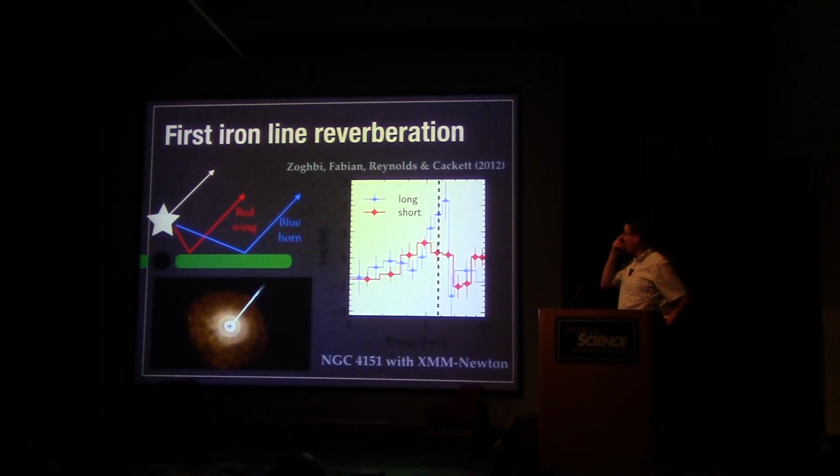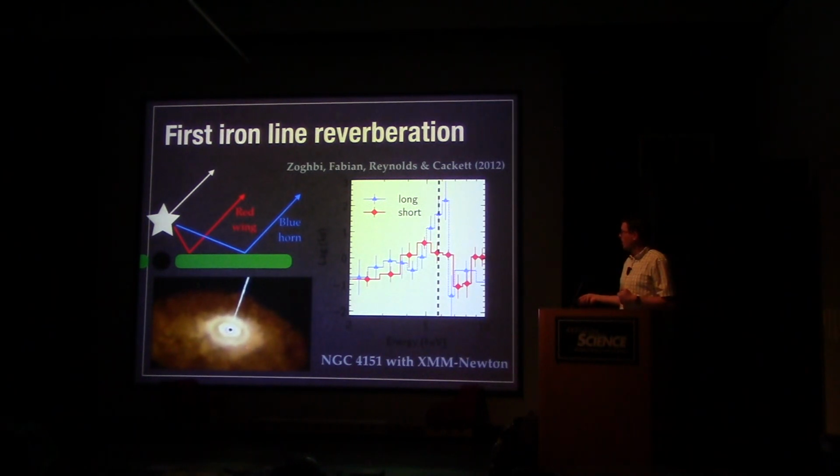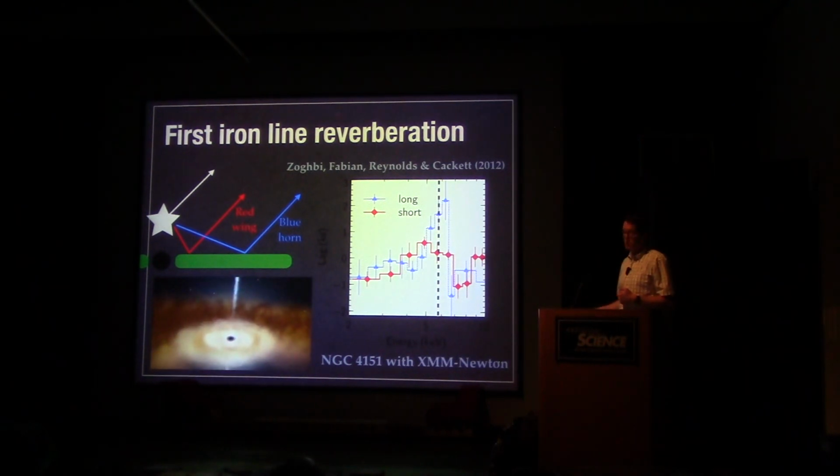We did this for the first time in 2012. Here's the data. This is the time delay in thousands of seconds against energy. This black line shows you the energy of the iron line in blue. If you look at blue, you see that there's a delay that sits right at this iron line energy of about 2,500 seconds. So we're actually able to say that the region between the base of the jet and the accretion disk is about 2,500 light seconds.